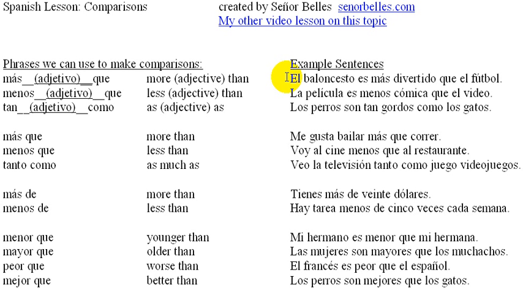So that's kind of a basic idea of how we can make comparisons in Spanish. I do have another video on this one which also includes different practice. So if you want just extra lesson or different practice, there's a link here on this document that will take you to that, or if you just search YouTube for Senor Bellis comparisons, you'll probably find my other video.